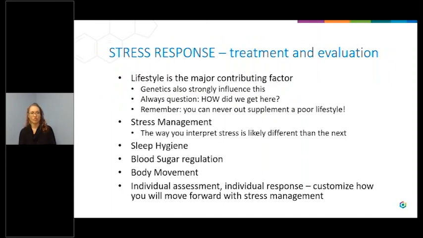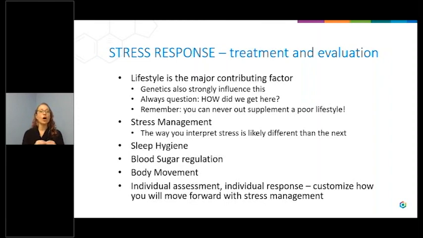In treatment and evaluation, again, lifestyle is the major contributing factor. Genetics can also strongly influence this, right? But we can also influence the certain genes that may or may not be turned on by stress factors, right? By certain foods, by certain oxidative stress.